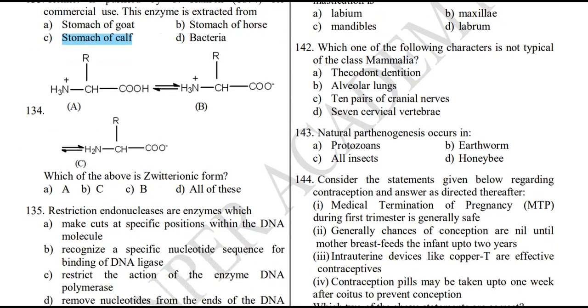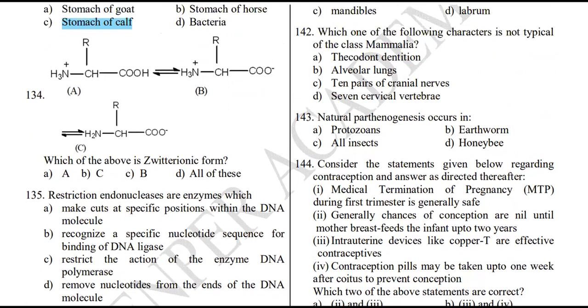The next question, Zwitter ion is asked. What is a Zwitter ion? It is neutral. It has both the amine group and the acidic group. So out of all these three structures, the B structure is going to be the correct one. Right? Yes. So the answer for this question is option C, because B is the Zwitter ion.